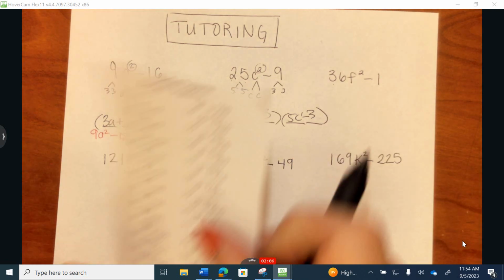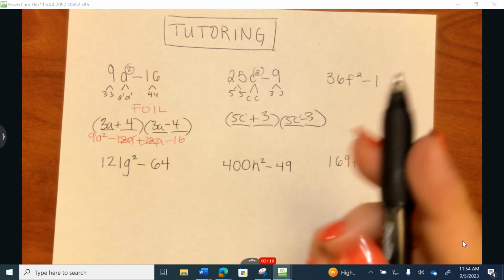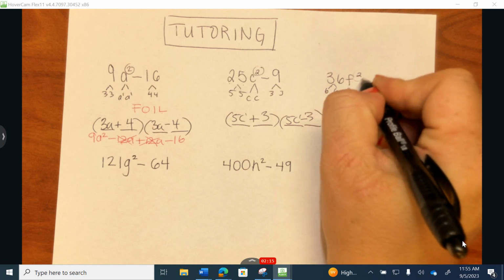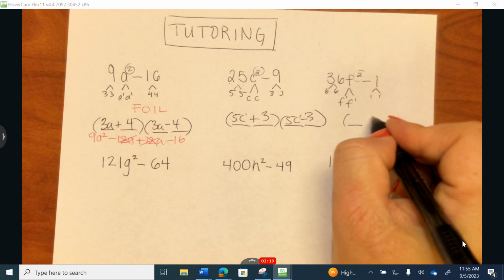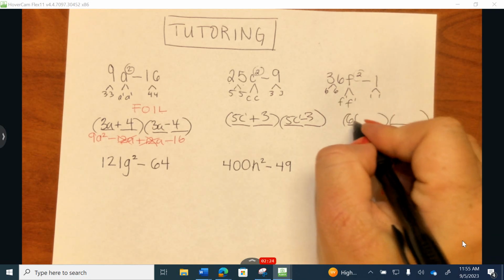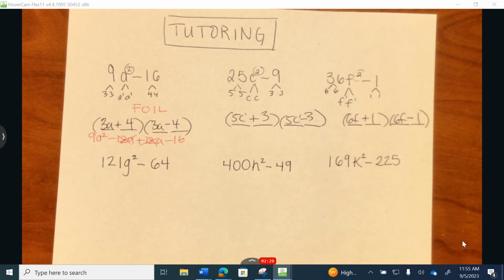36 and 1, 36 and 1. 36 is 6 times 6. 1 is 1 times 1. Dividing this by 2, 2 divided by 2 is 1. So the 6 F's come from the front. The 1's come from the back. One is positive and one is negative.